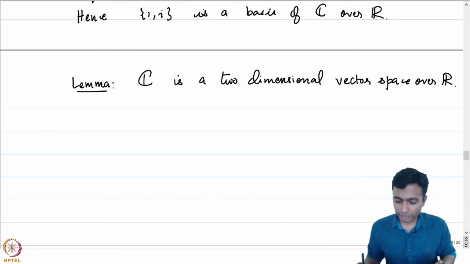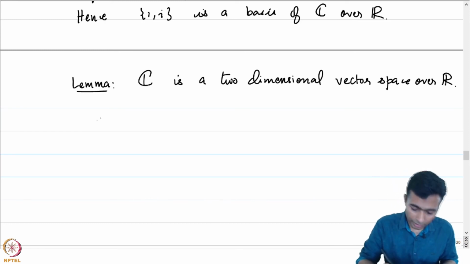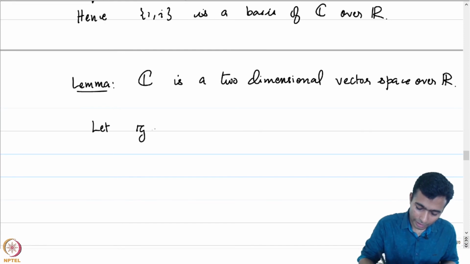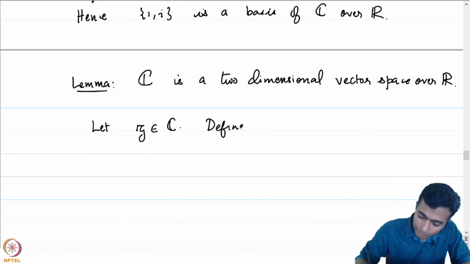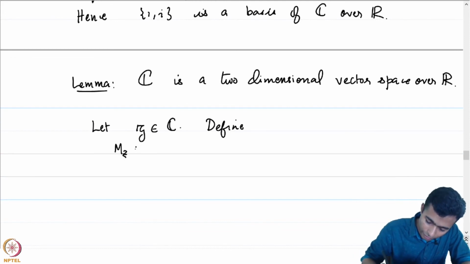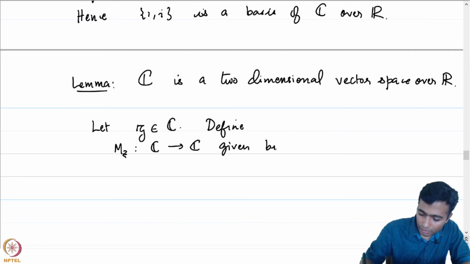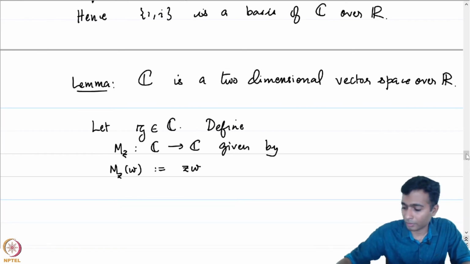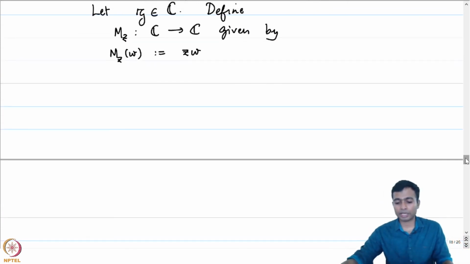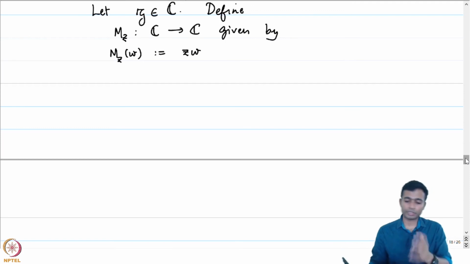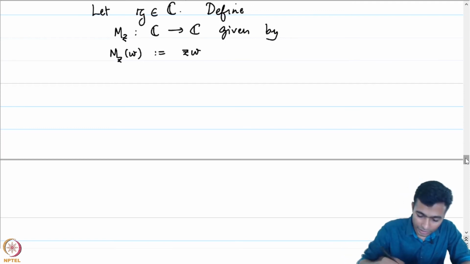We have still not proved that C is a field. So in order to do that, let's take an arbitrary element Z in C. So define mz, the map from C to itself, given by mz of w is defined to be z times w. We have already checked that C is an integral domain. This is left multiplication by z. And you should check that mz is actually an R linear map. It's a linear transformation.